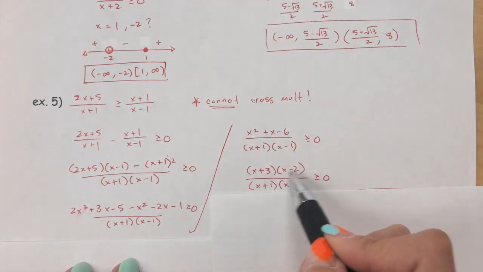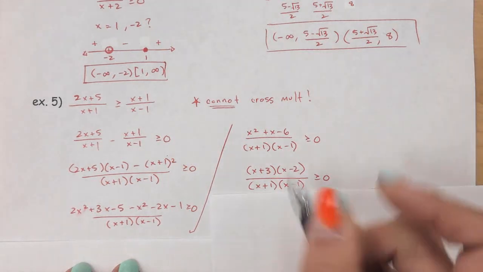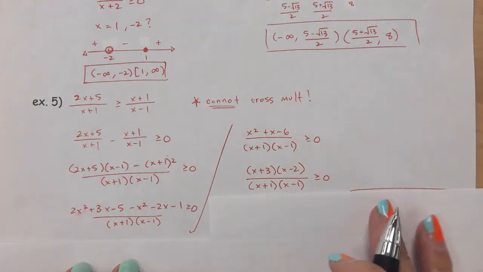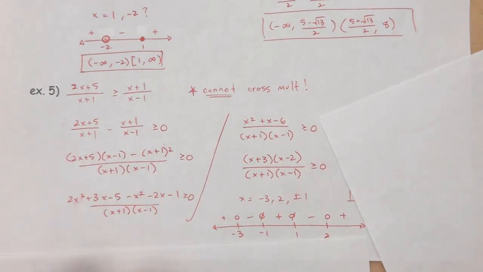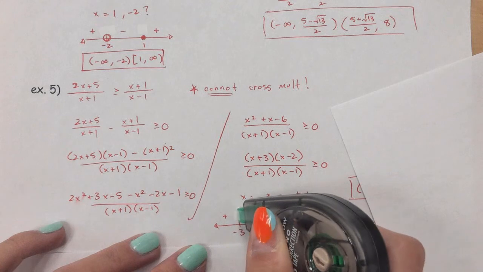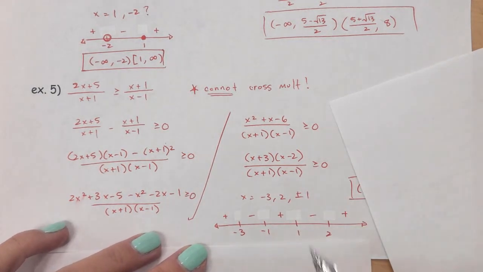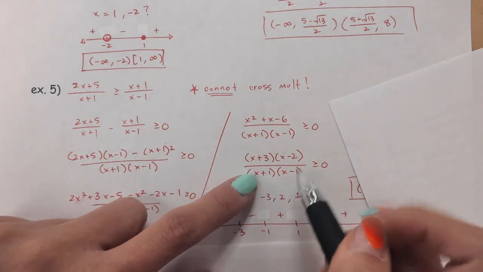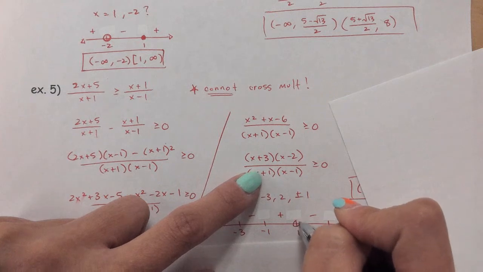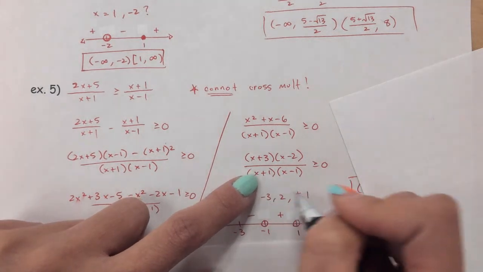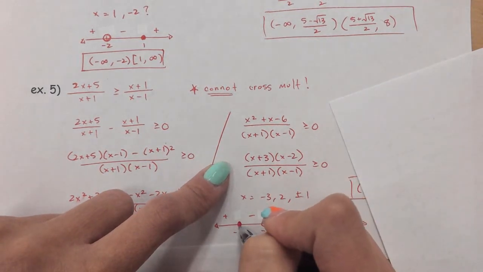You get 4 numbers to test out. You get a -3, a +2, a plus or minus 1. Put it in a number line. And then in that number line, here's the number line. I'm going to get rid of these because they're kind of in our way. And then I look at this and I go, okay, my denominators were a -1 and a +1. So those are open because it can't be those values. And then the rest are closed dots.